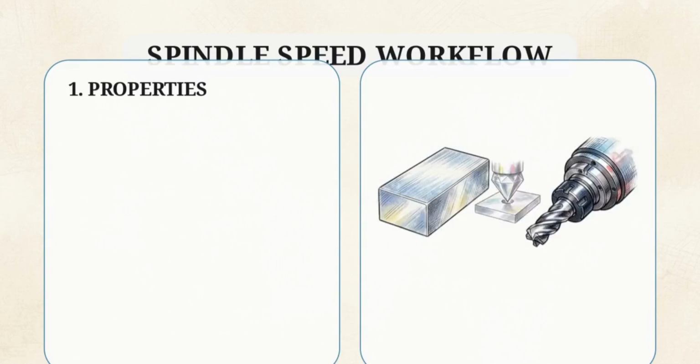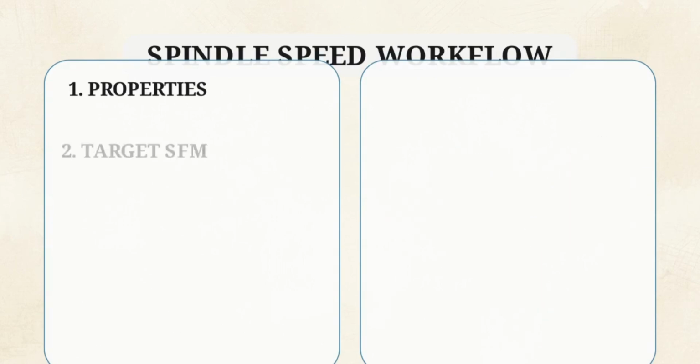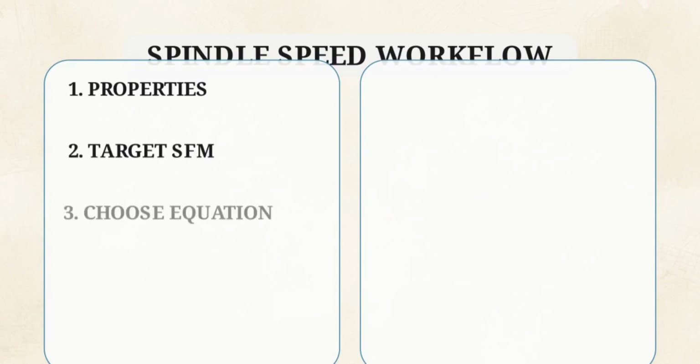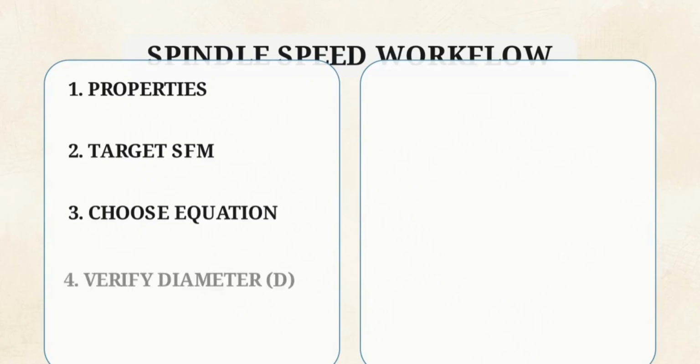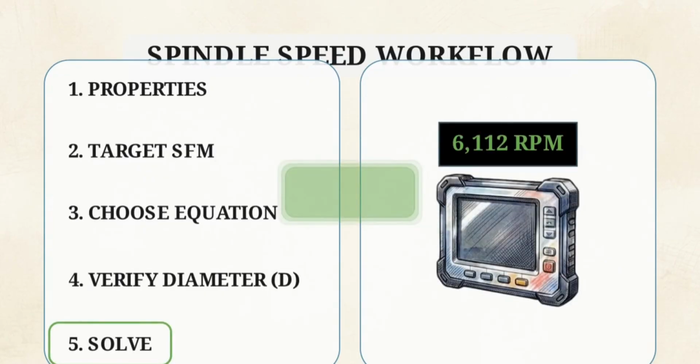To get this right every time, build a habit around this 5-step workflow. Step 1. Identify your material and tool. Step 2. Find your target SFM. Step 3. Choose the correct formula. Step 4. Verify your diameter variable. Step 5. Calculate your final RPM.